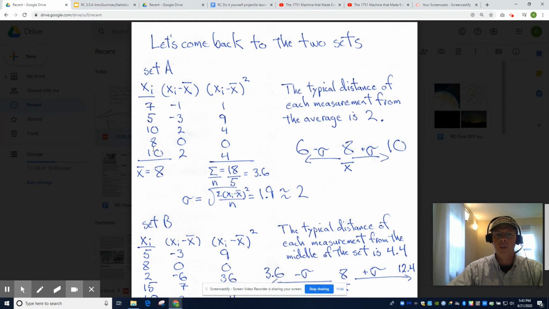All right, these are the individual measurements. Here's the middle of the set. 7 is 1 below the middle. 5 is 3 below the middle. 10 is 2 above the middle. 8 is no distance from the middle, and 10 is 2 above.